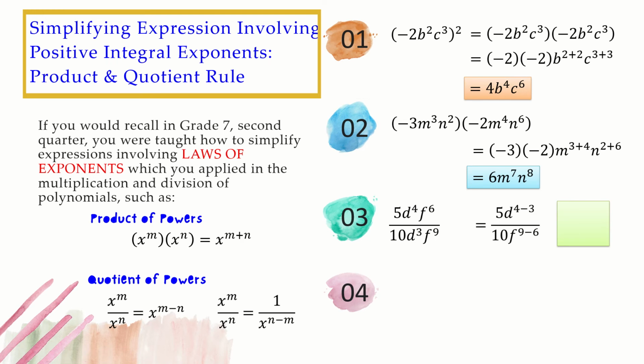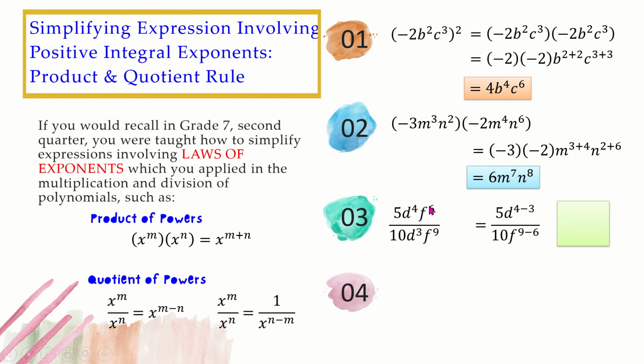So we copy 5 over 10. Then based on the rule of quotient of powers, we subtract exponents, no? So the smaller exponent of d, because it is in the denominator, is subtracted from the exponent of d in the numerator. So d exponent 4 minus 3, as well as the variable f. The biggest exponent is in the denominator, which is 9.